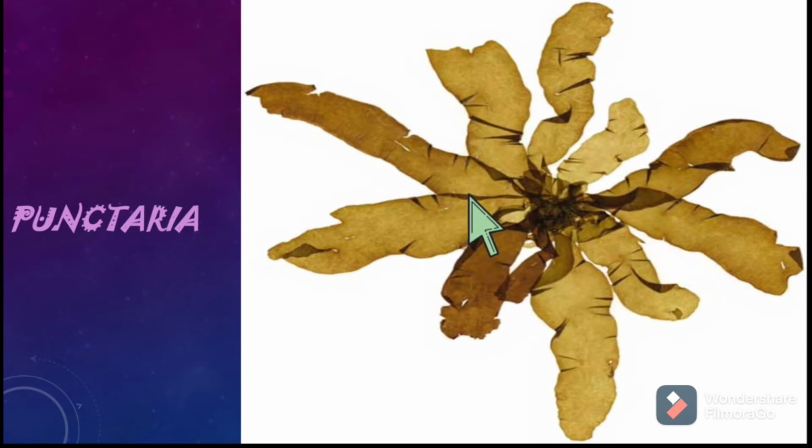So in truly parenchymatous form, the thalli are leaf-like. Here you can see these are the thalli. They are leaf-like or laminate and truly parenchymatous, as in the case of Punctaria. And the members of Laminariales and Fucales possess an improved type of parenchyma in them.